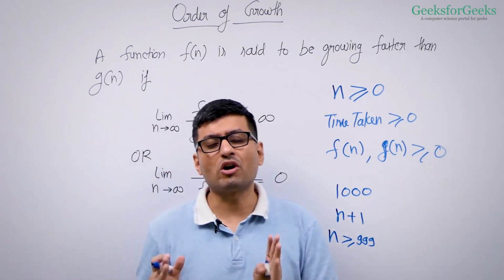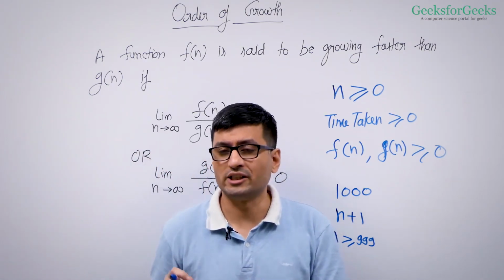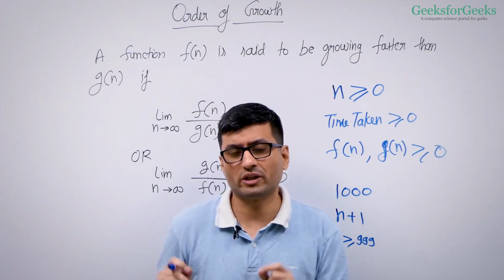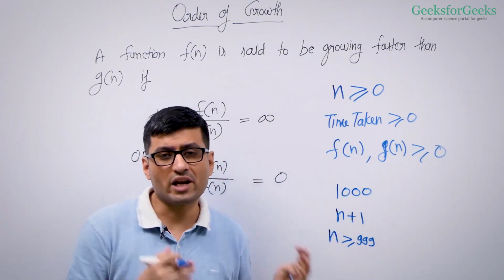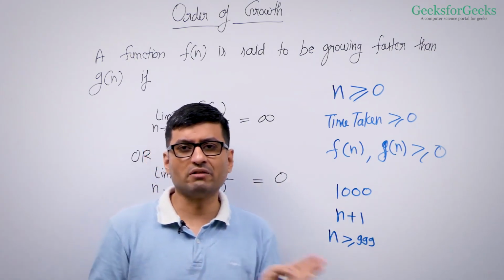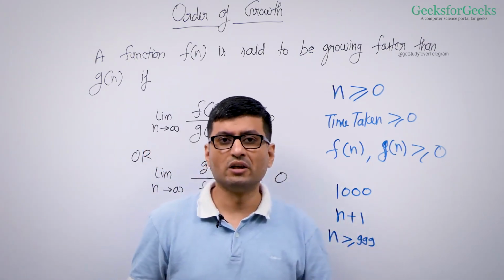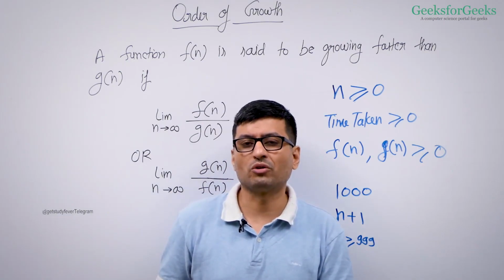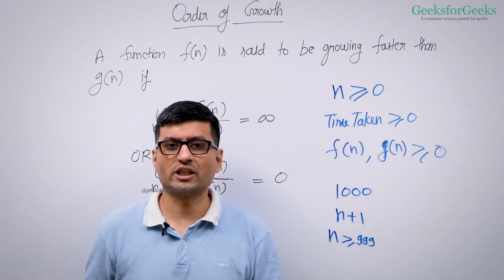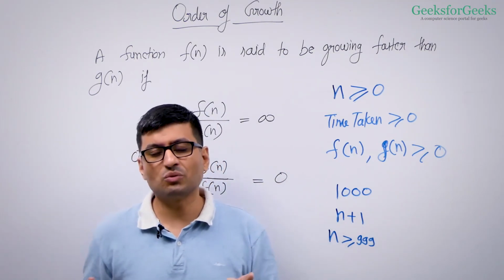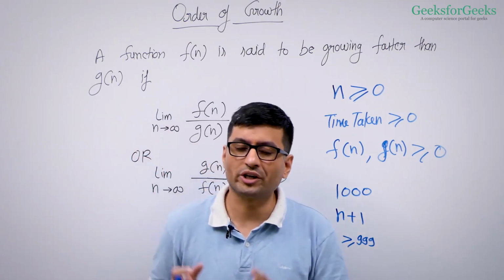We always talk about the limit as n tends to infinity. However, practically, it might never reach that limit. It might never reach that high value, 999. But that's what we talk about. We talk about only large input sizes in this theoretical analysis. That's what everybody does when we analyze algorithms theoretically.